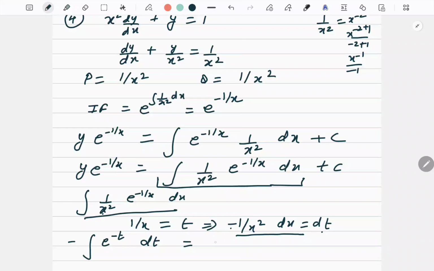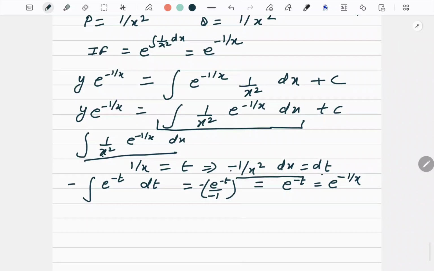And what is the integration of e to the power minus t? E to the power minus t upon minus 1. And minus 1 is already outside. So it becomes e to the power minus t. And e to the power minus t is what? 1 by x. So I got the answer. So I'll substitute here. So y e to the power minus 1 by x is equal to e to the power minus 1 by x plus c. This is my answer.